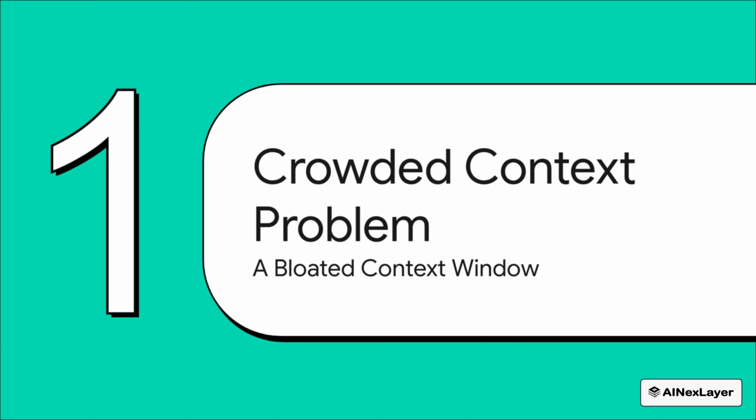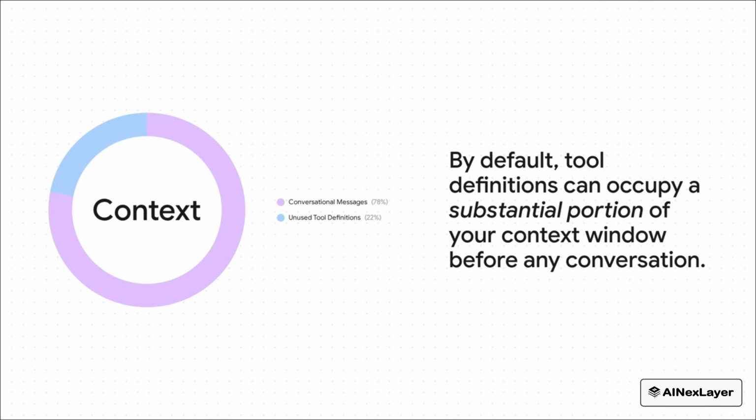All right, first up, the crowded context problem. This is something you'll definitely see when you start connecting your language model to multiple MCP servers, each packed with dozens or even hundreds of tools. See, the way it usually works is that when you connect to a server, it loads the definition for every single tool right away. That's a huge chunk of your context window gone before you've even asked a single question. It's like packing your entire toolbox for a 5-minute job, just inefficient.